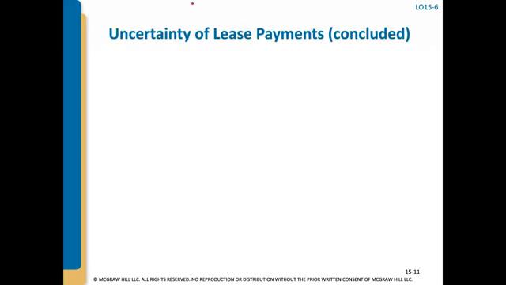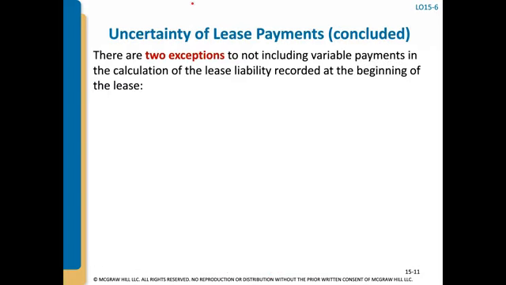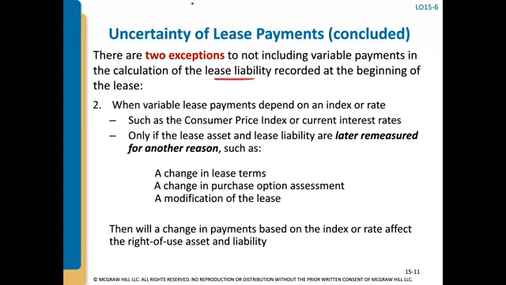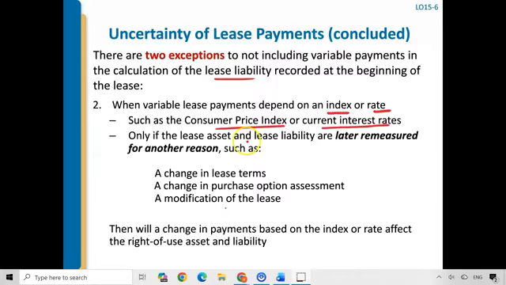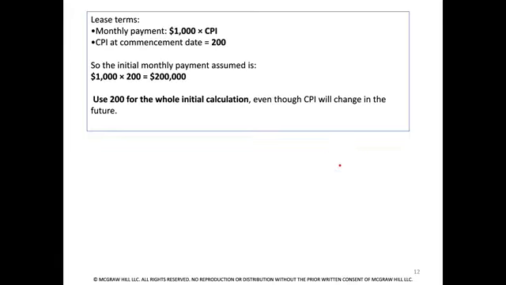The other exception of when to include a variable payment in the lease liability recording at the beginning of the lease is when the lease payment itself depends on an index or rate, such as the consumer price index or current interest rates. I want to go into an example just highlighting that part before we get to the rest of this slide. So I'm going to go down.